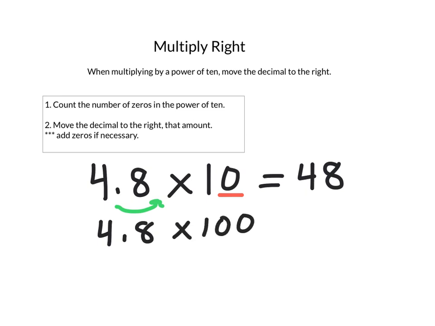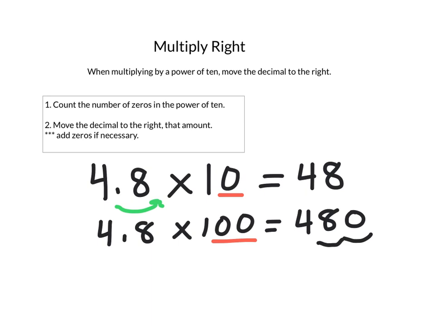Next thing, let's say we had 4.8 times 100. I look over at my 100, I have 2 zeros. That means I need to move my decimal point 2 places to the right. So actually, let's start here. My decimal point was in between the 4 and the 8. So now I'm going to move it one place. And in this case, I do need to add a 0 so that I can move it another place. So therefore, my answer, 4.8 times 100, is 480.